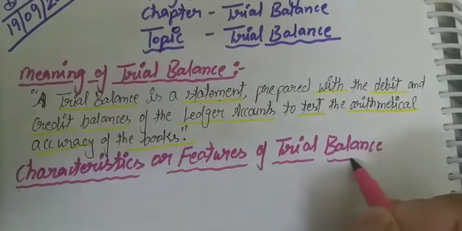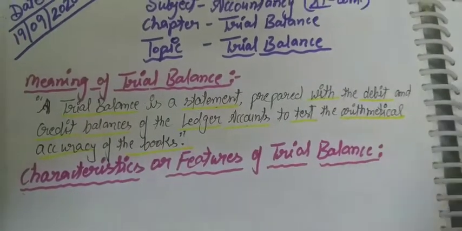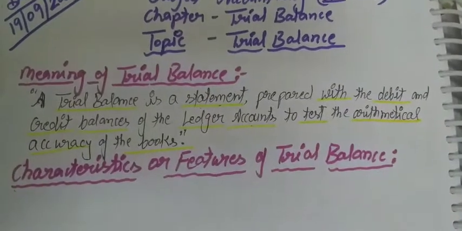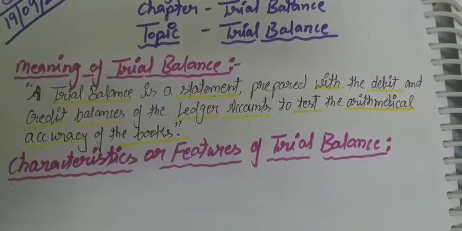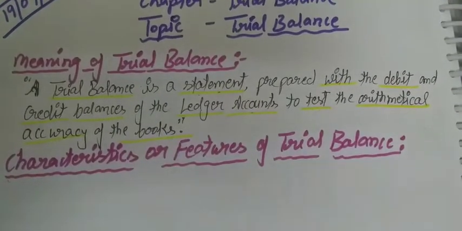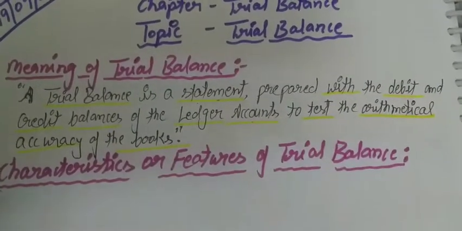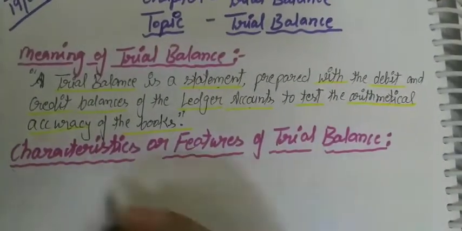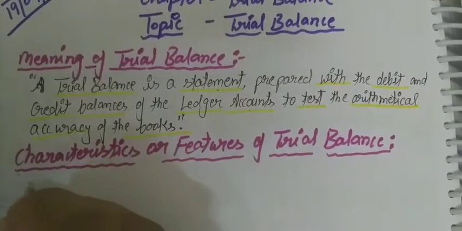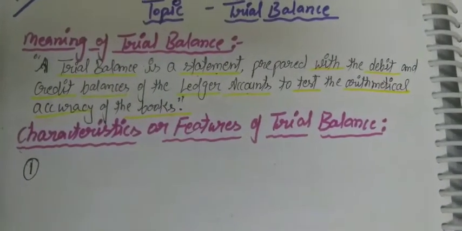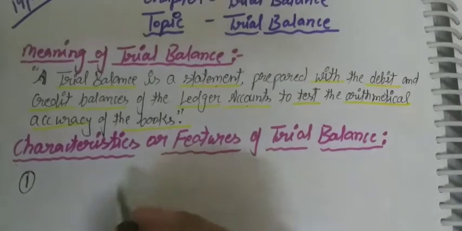So dear students, according to these concepts we can identify if we are preparing any type of ledger or account or any type of statement. Due to these points we can confirm yes, we are preparing the trial balance. So what are these points? The first characteristic or feature of the trial balance is that it is a list of balances.